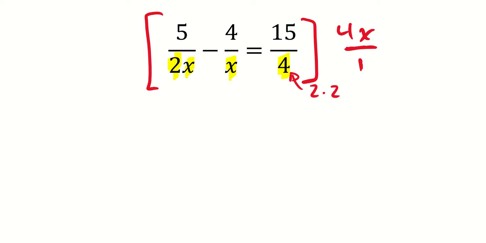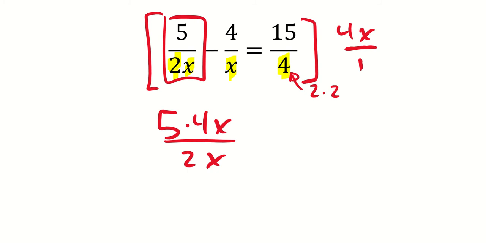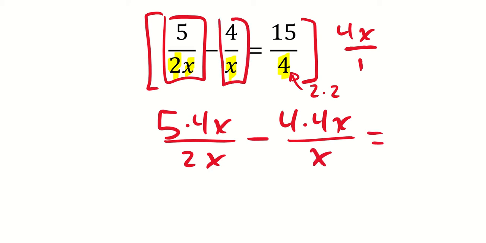If I wanted to, I could multiply everything by 2 and then see what happens. Then multiply everything by x and see what happens. And then by the time you get there, you're going to realize, oh, I still need one more factor of 2 to eliminate all the fractions. So if I just write this, I'm going to write the 5 from the original problem times 4x over 2x. So I'm just copying these parts. That's the first part. And then I've got this minus 4 times 4x over a factor of x. Just copied that part. And that's going to equal 15 times 4x over 4.